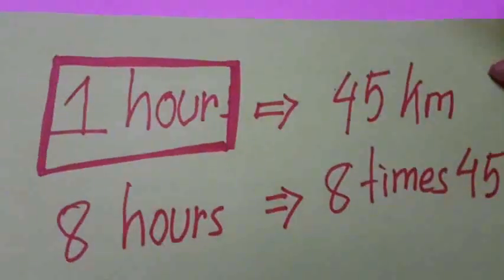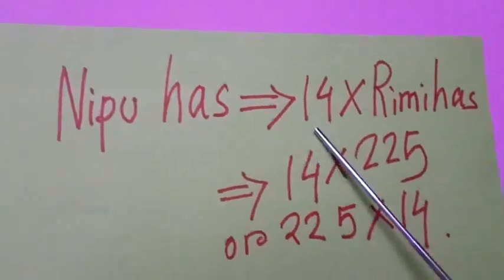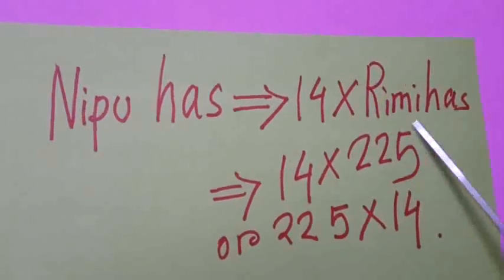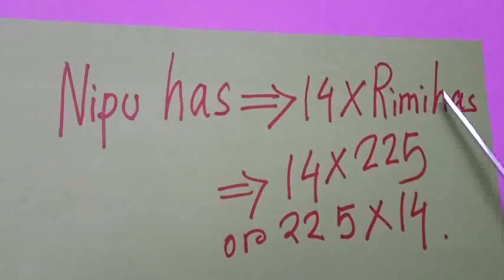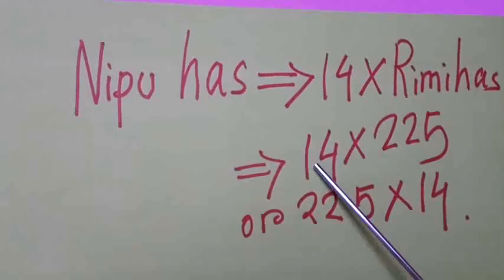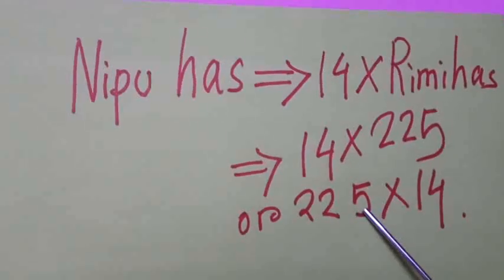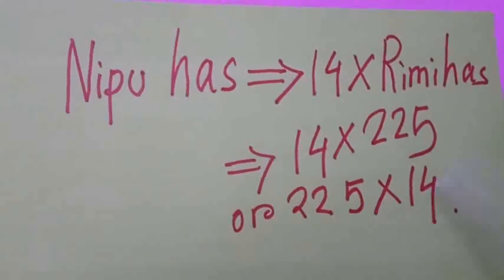Let's see the clue points. Nipu has 14 times how many taka Rimi has. We know Rimi has 225 taka. Then we have to multiply 225 by 14.